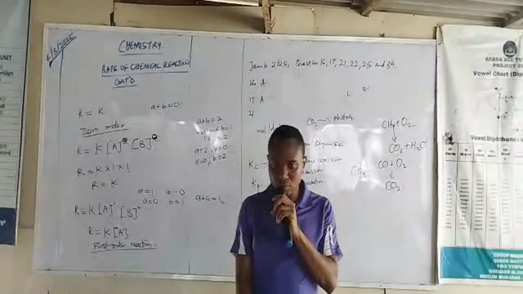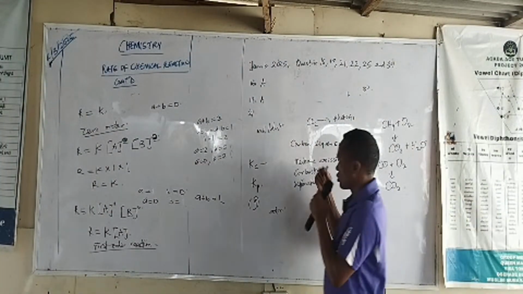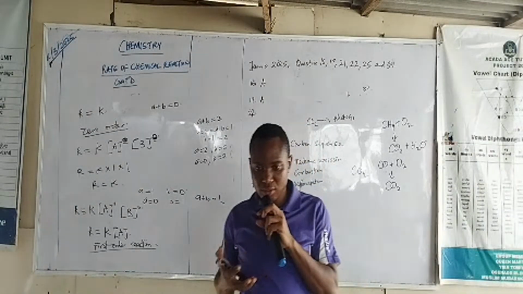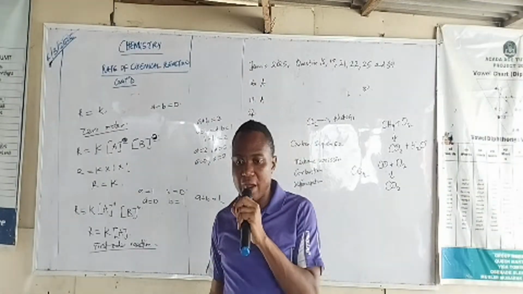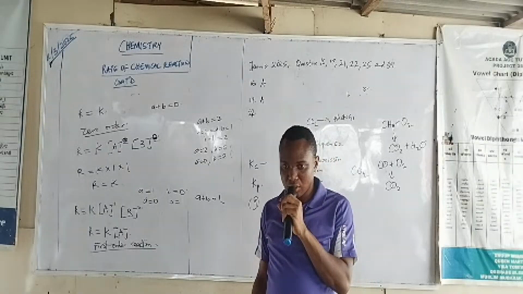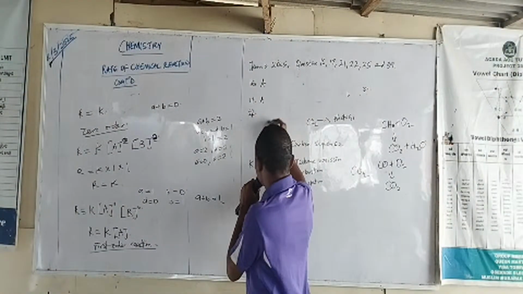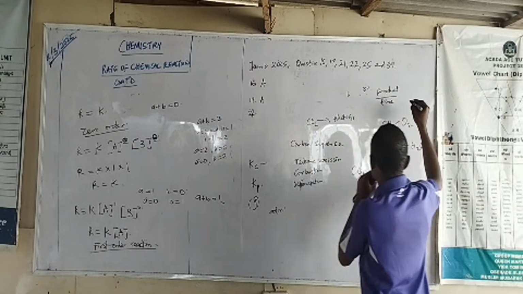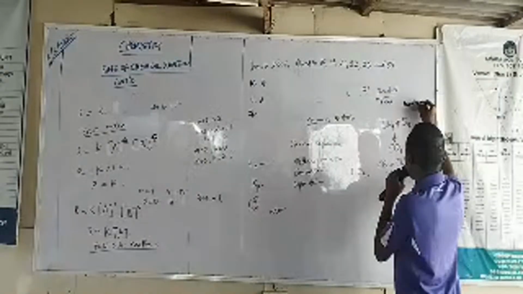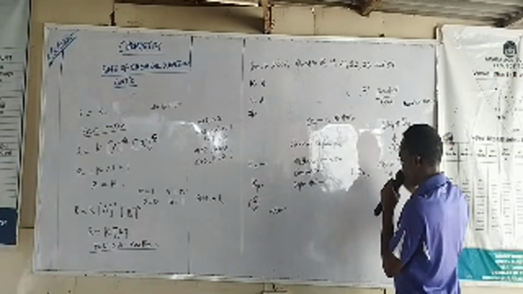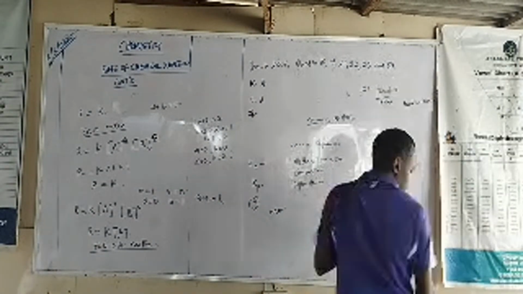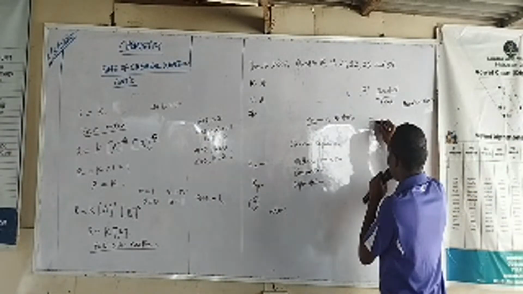Let's move on. Number 22. The rate of a chemical reaction can be expressed as product divided by time, or reactant divided by time. Rate equals mass divided by time, or change in concentration divided by time.